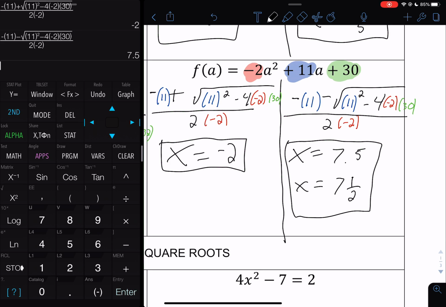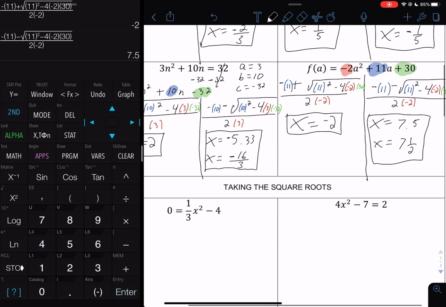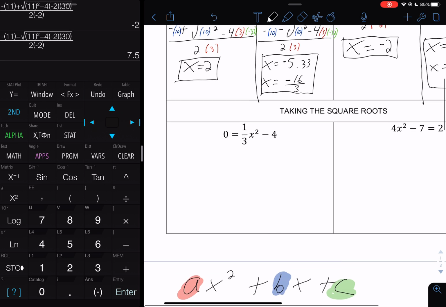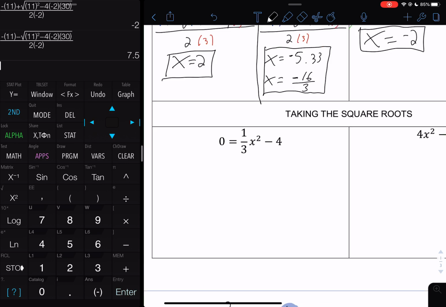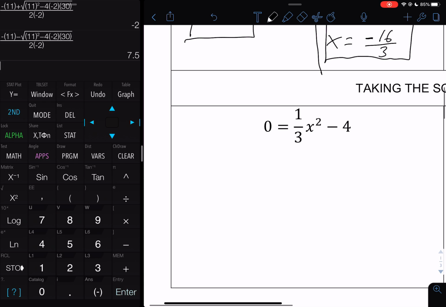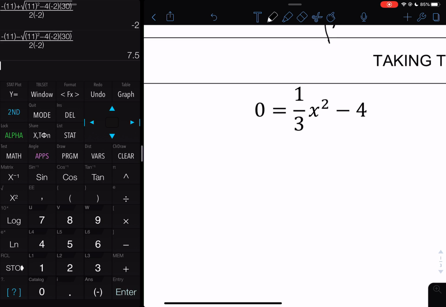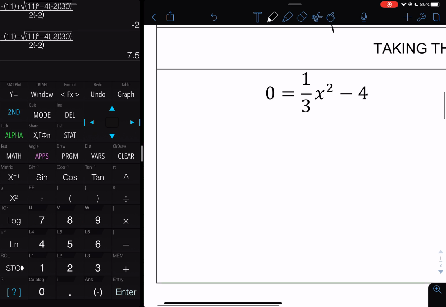So that is how you use your quadratic formula. Now there's another way to find the x-intercept, or the solution, or the roots, and that is what happens when you have A and you have C but you have no B. Well, these problems are a little bit easier to solve. All you have to do is get the x by itself.